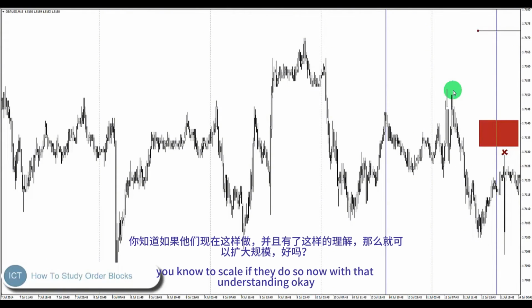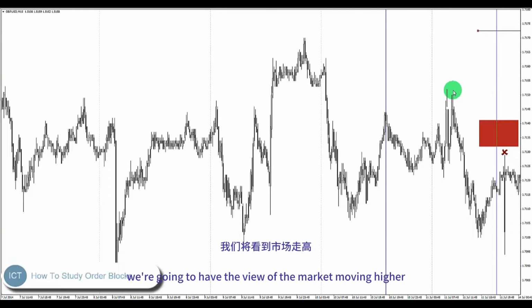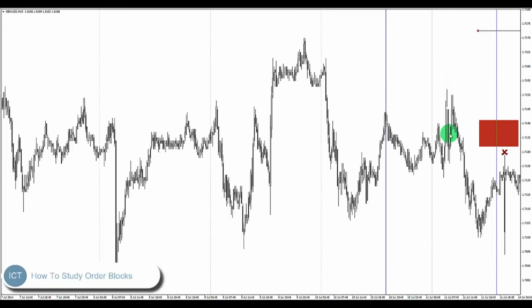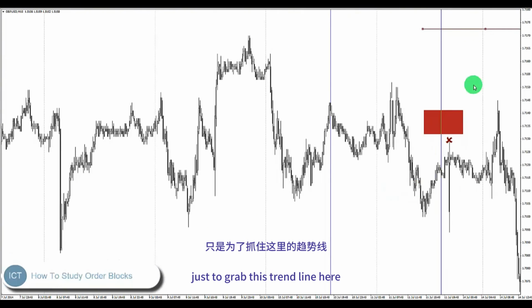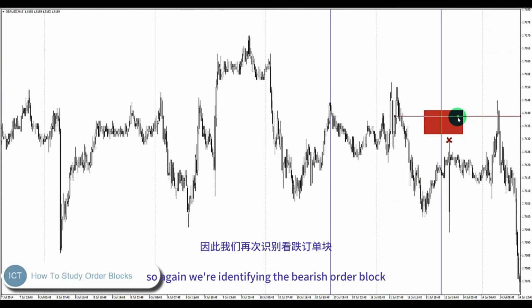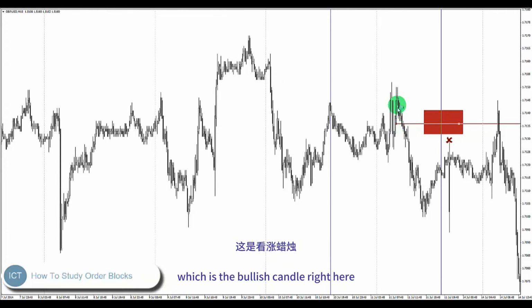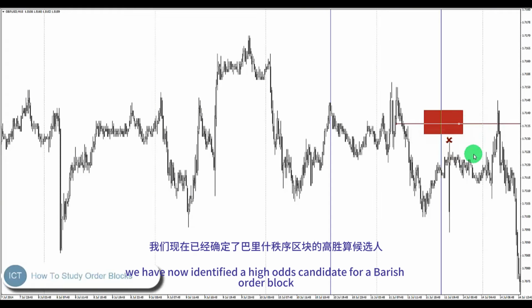The bottom line has to be closely watched when you're trading, at the scale that they do. So now, with that understanding, we're going to have the view of the market moving higher, at least to the bottom threshold of the bullish candle, which is this low right here. Okay, so I'm going to have to move this over here just to grab this trend line. So again, we're identifying the bearish order block, which is the bullish candle right here. We've noted that there. Okay, you see what we've done? We have now identified a high odds candidate for a bearish order block.